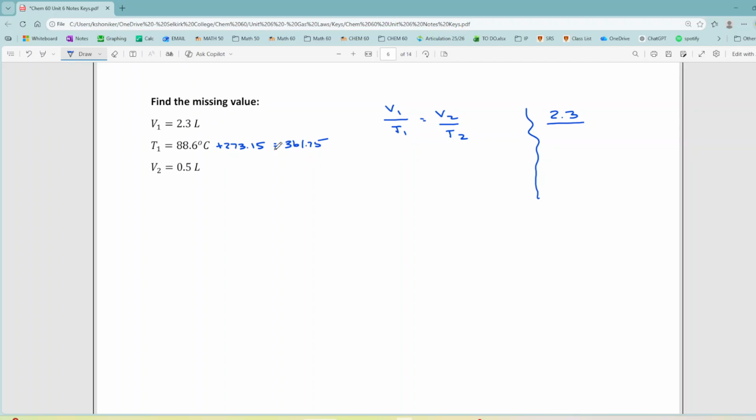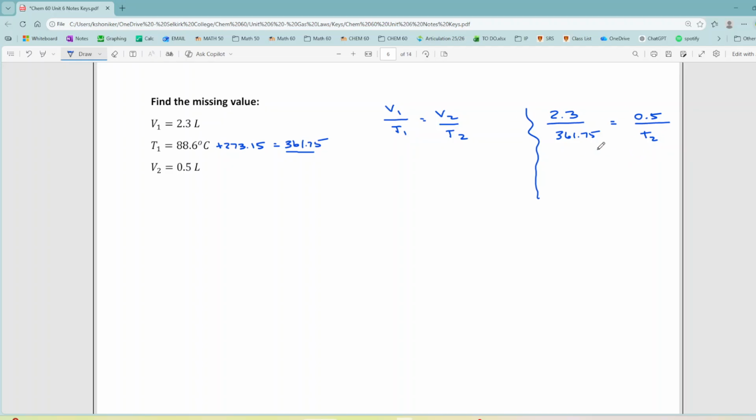361.75. And then I'm going to write that all down, but it's 4 sig figs in my calculation. So over 361.75, but that is 4 sig figs, equal to V2 is 0.5 over my T2. So if you're not comfortable with algebra, I mean, it's still not the easiest, but I would put my numbers in like this, and then I would rearrange and solve.